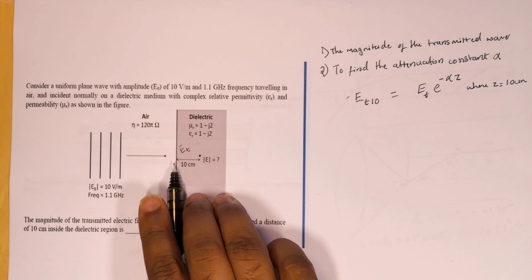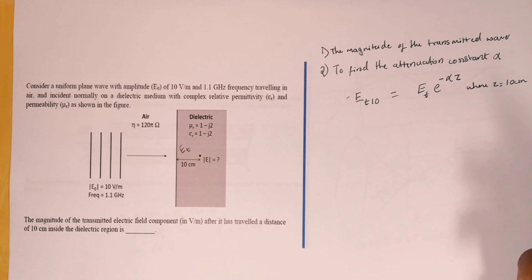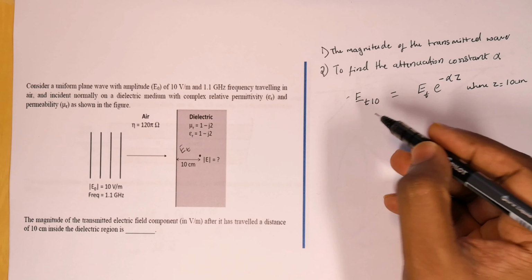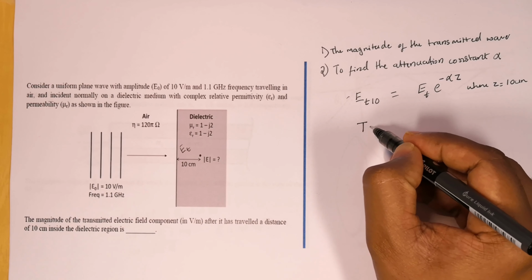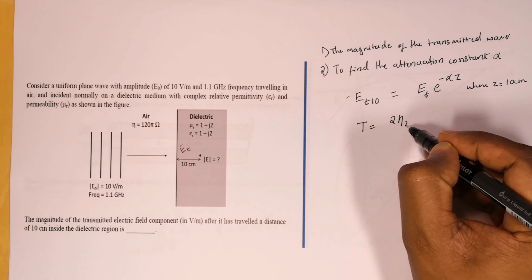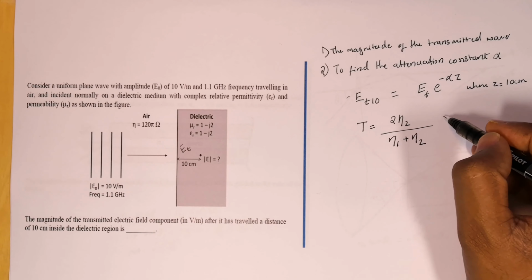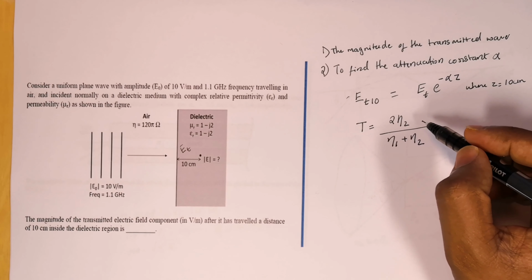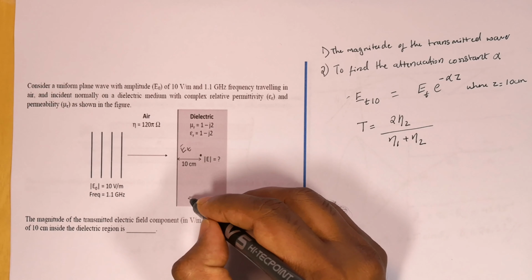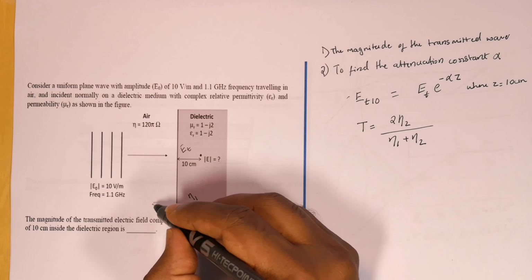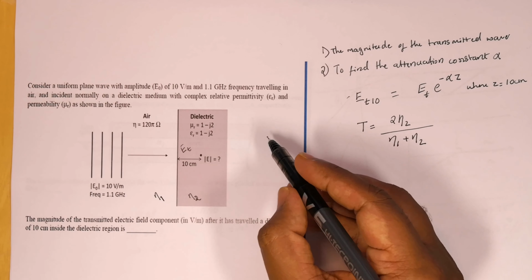First thing is, what is the transmitted wave? We know from electromagnetics that the transmission coefficient, let's call it T, is given as 2 eta 2 divided by eta 1 plus eta 2, where eta 1 and eta 2 are the intrinsic impedances of these two mediums. So the intrinsic impedance is eta 1 and this is eta 2.